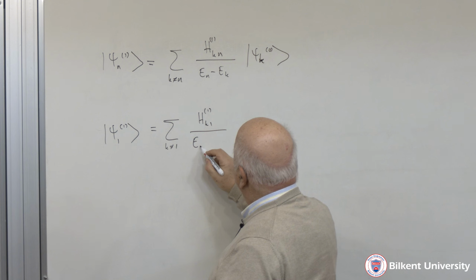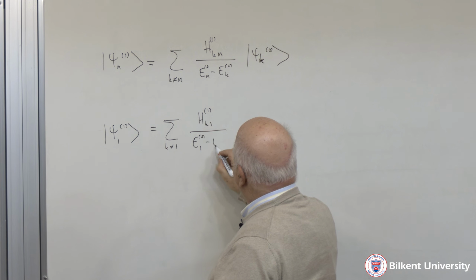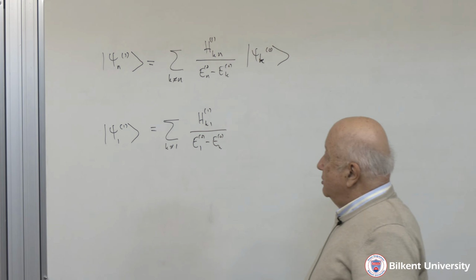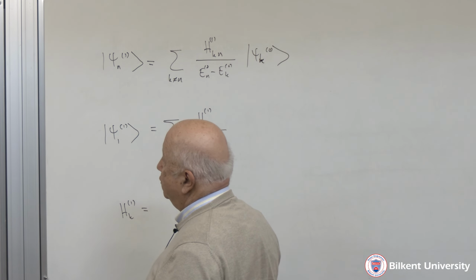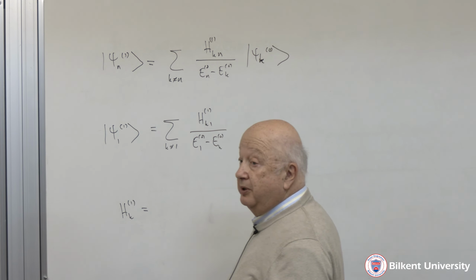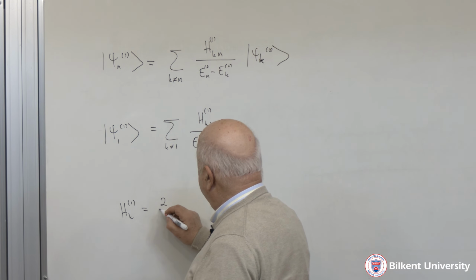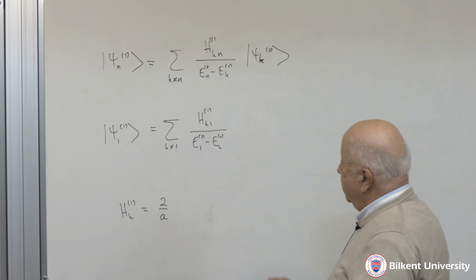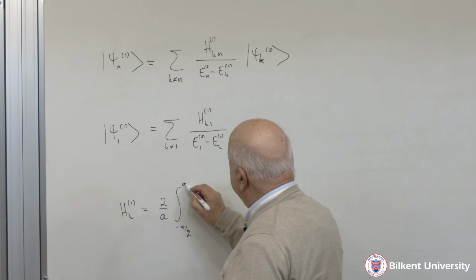Okay, E1,0 minus Ek,0. All right, what is Hk1? So Hk1, first order, is going to be two wave functions being multiplied together. So it's going to be 2 over a. The square root of 2 over a comes from each one of these things. Then an integral from minus a over 2 to a over 2.